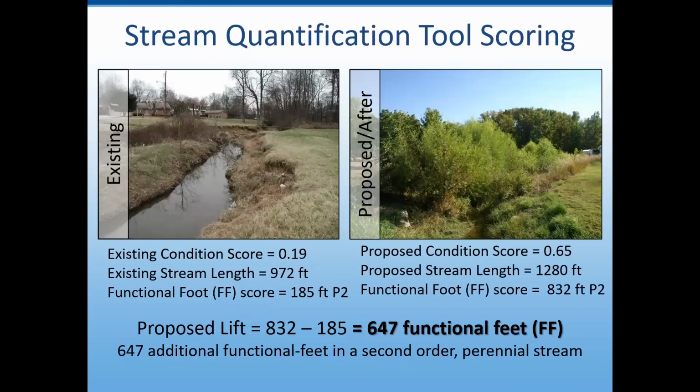So just going to end with a few kind of photo examples. So here's a before and after project. You can see the existing score was 0.19. Existing length is 972. So the product of that is 185 functional feet of a second order perennial stream. The proposed condition 0.65, proposed length 1280. So that goes up to 832. And then the difference is 647. So that means after restoration, there was an additional 647 functional feet.